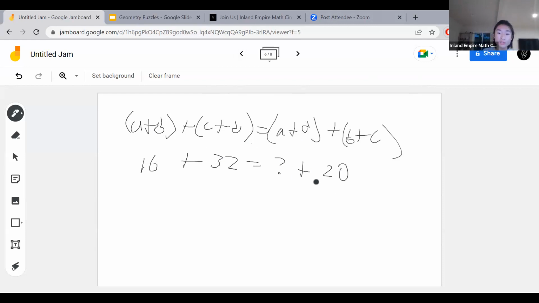So now to find this, we can just subtract 20 from both sides to move this over. 16 plus 32 minus 20 will be equal to our answer. And that will be 28. So the area of the unknown bit is 28. All right, so do we all understand that?